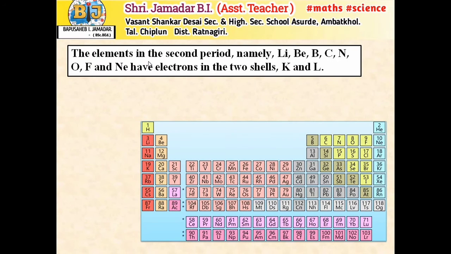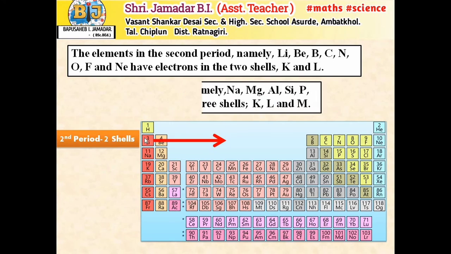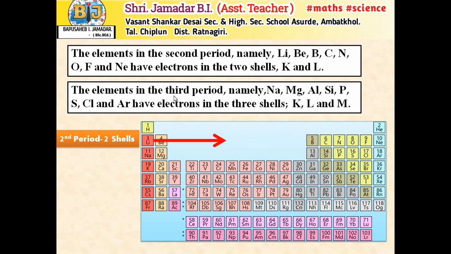The elements in the second period, namely lithium, beryllium, boron, carbon, nitrogen, oxygen, fluorine and neon, have electrons in the two shells K and L. Second period has two shells. The elements in the third period, namely sodium, magnesium, aluminium, silicon, phosphorus, sulfur, chlorine, and argon, have electrons in the three shells K, L, and M.